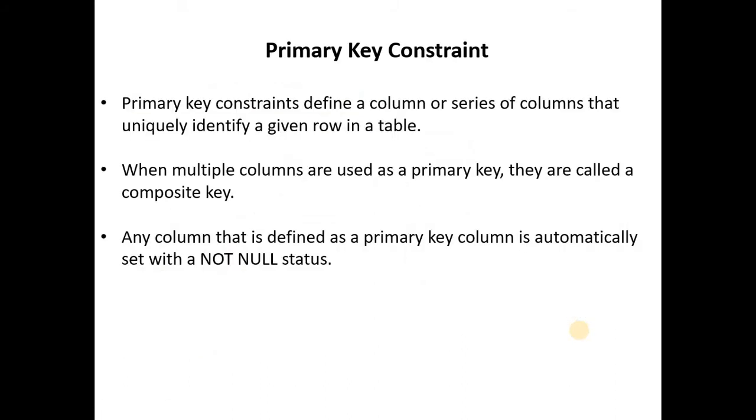Primary key constraint. This defines a column or a series of columns that uniquely identify a given row in the table. It means that the values that we enter in a primary key column should always be unique, so that these values would identify each tuple, row, or record. When multiple columns are used as a primary key, they are called a composite key.